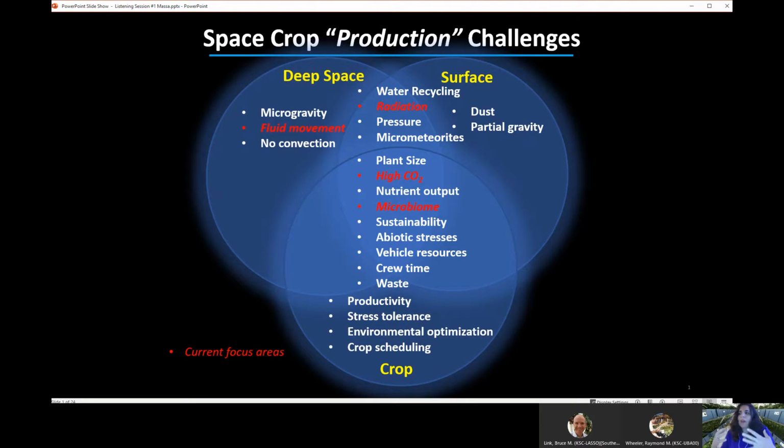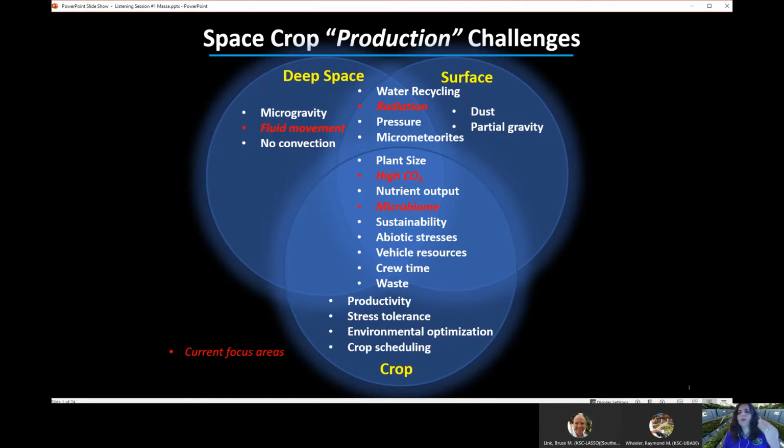How do we deal with these abiotic stresses? And what is this closed environment microbiome going to be like? And how can we make it work for us? So the ones in red, fluid movement, radiation, high CO2, microbiome, these are things that we're actually working quite a lot on right now at Kennedy Space Center.